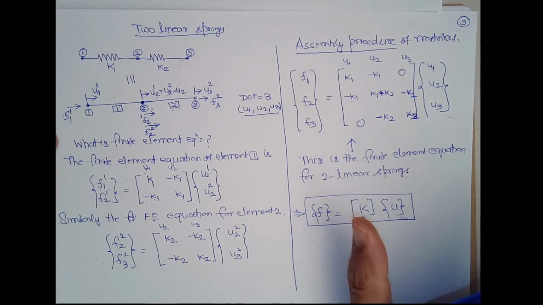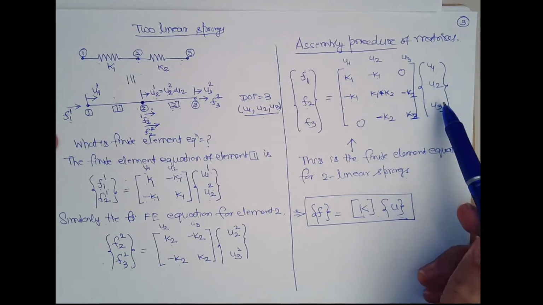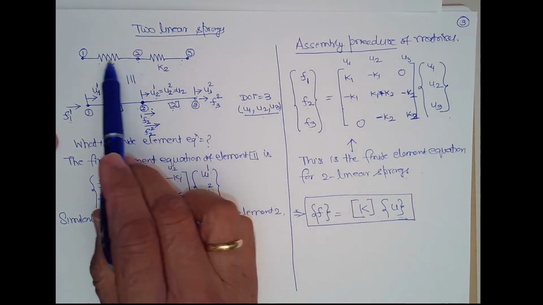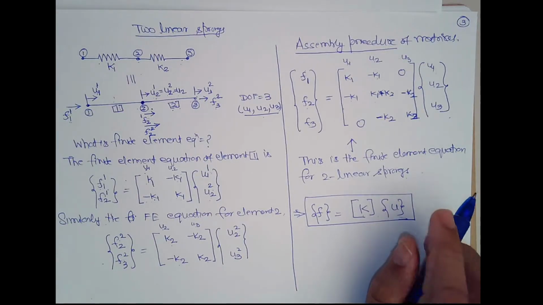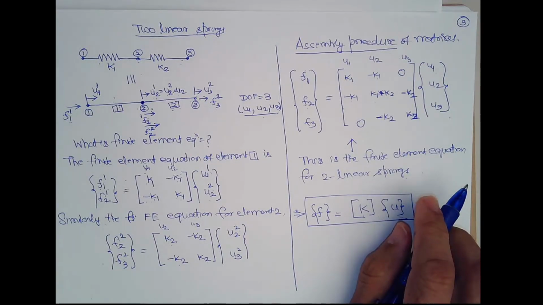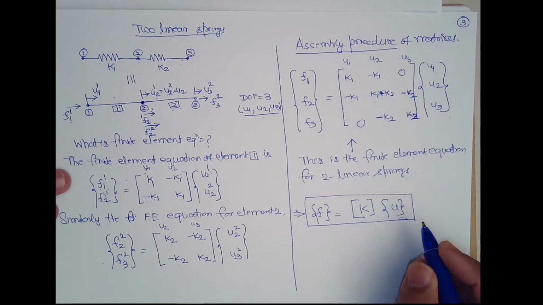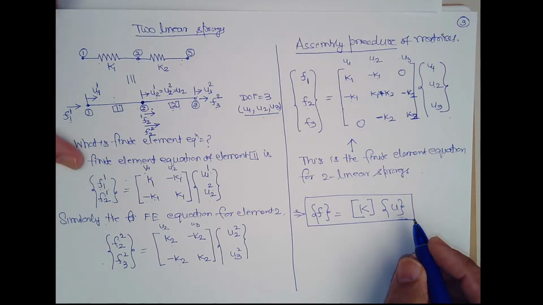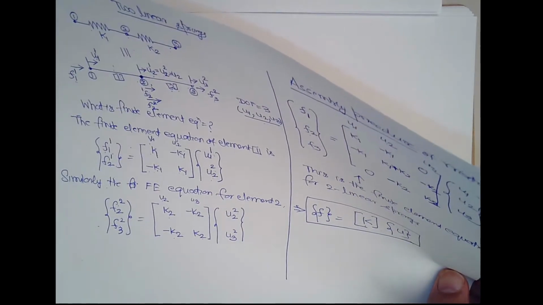Now the whole attempt is to solve the matrix so that I will get U1, U2, U3. So I will get the deformation U1, U2, U3, and that is the interest of the engineers, to know the deformation. So from that point of view, we need to find U1, U2 and U3. How to find U1, U2 and U3? That I am going to let you know.